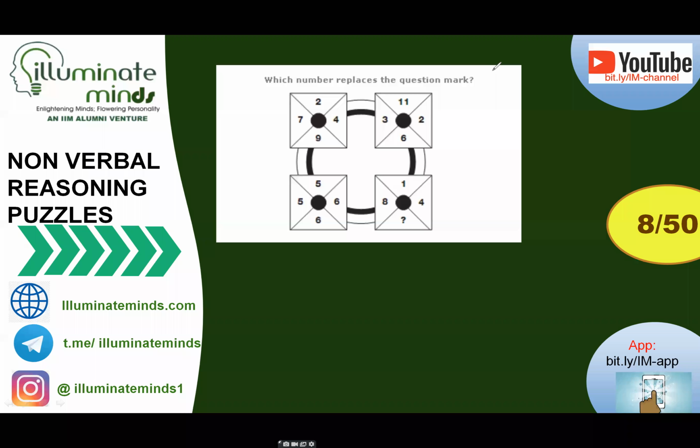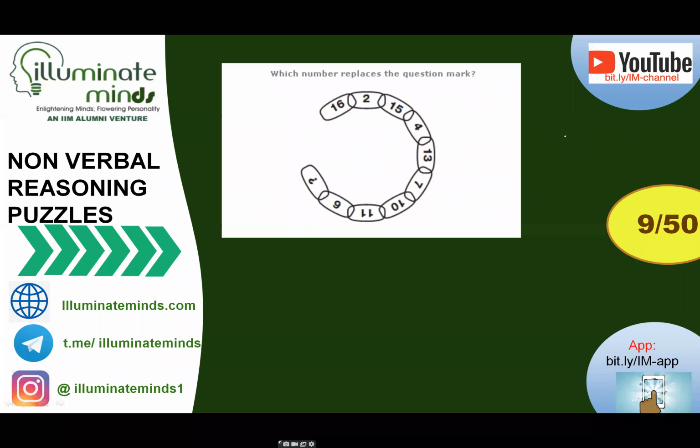Now, the next one is question number 9. Question number 9 seems to be an easy one, guys. This seems to be a two-series pattern. 16, 15, 13, 10, and 6 are forming one series. 16 minus 1, 15. 15 minus 2, 13. 13 minus 3, 10. 10 minus 4, 6. And if I look at this, 2 plus 2, 4, plus 3, 7, plus 4, 11, plus 5, 16. This is 16, guys. Is this okay?